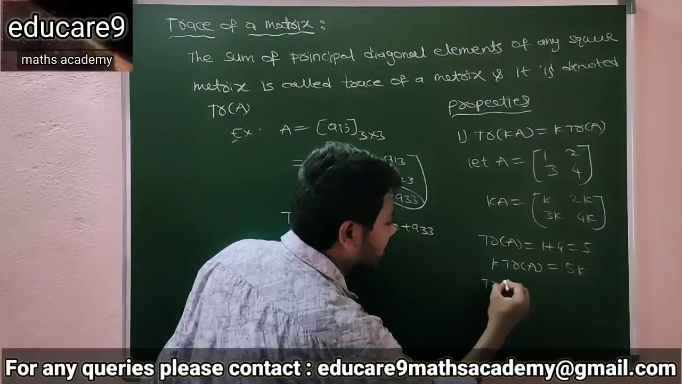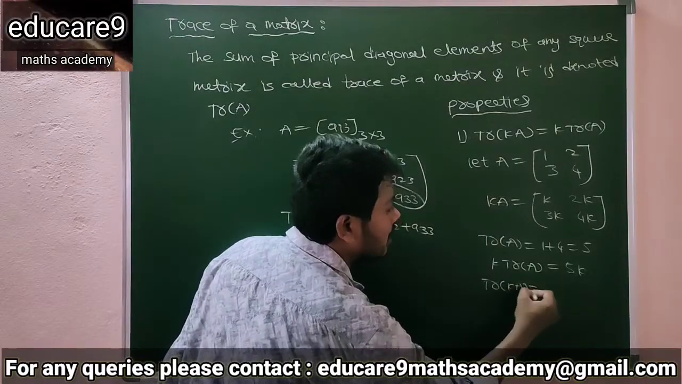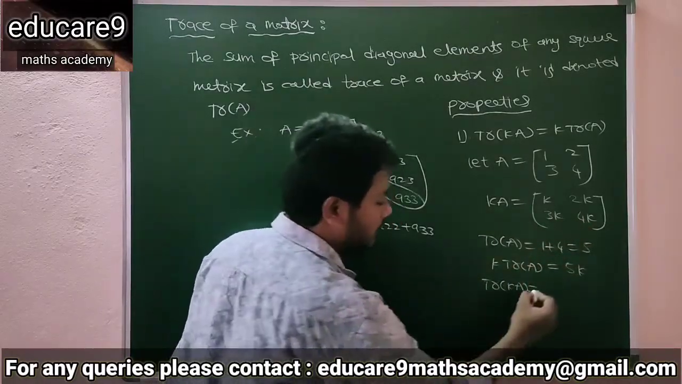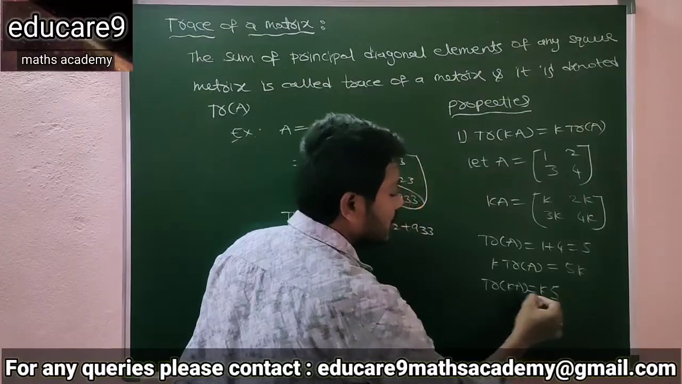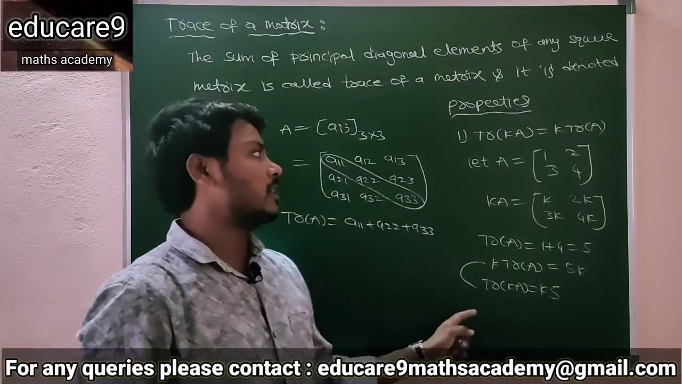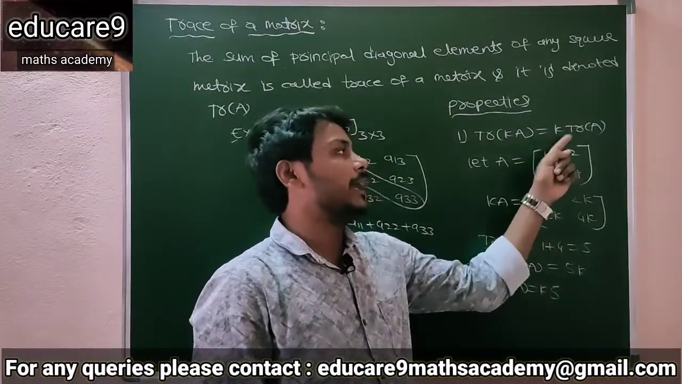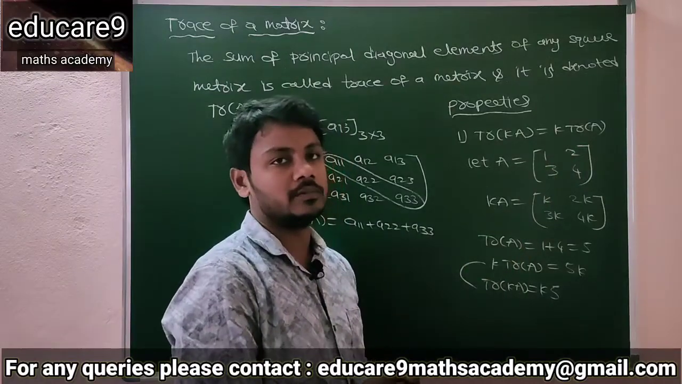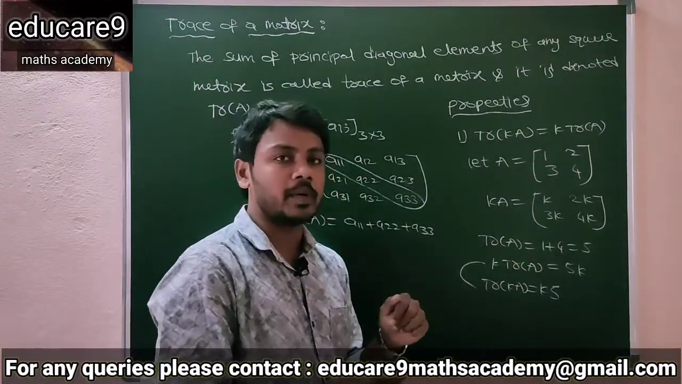And find the trace of kA. So 4k plus k, that is 5k. So clearly both trace of kA and k into trace of A are equal. So this is the first property.